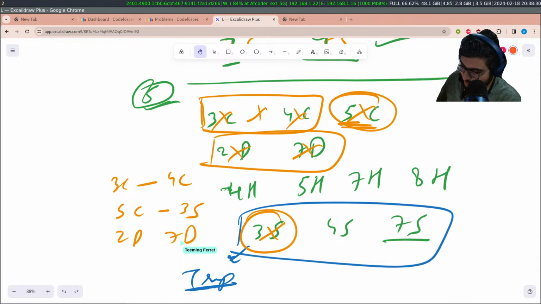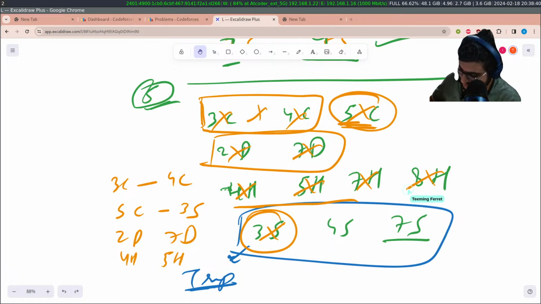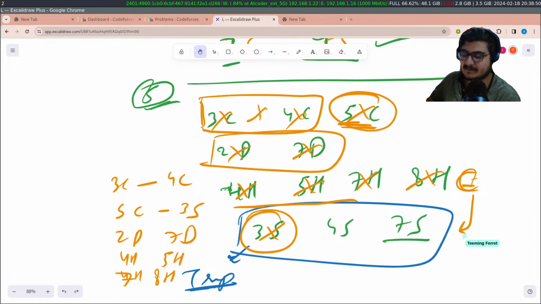Now you look at all the edge cards. Once you sort them based on their rank, you can again pair over here: 4H, 5H can be paired, 7H, 8H can be paired. Had there been one more card over here, we would have used a trump card to make a pair for it. And now only trump cards remain.